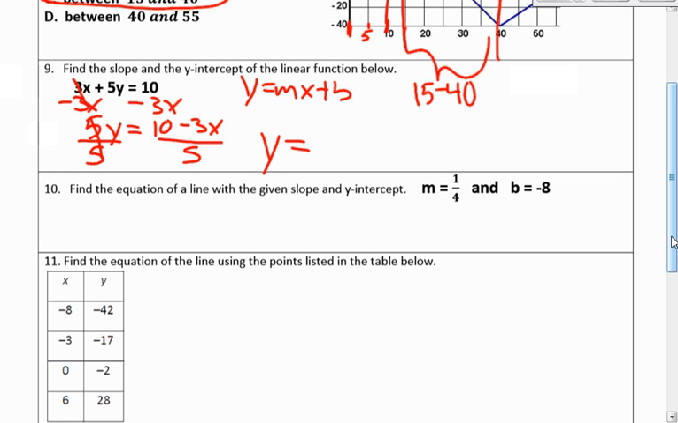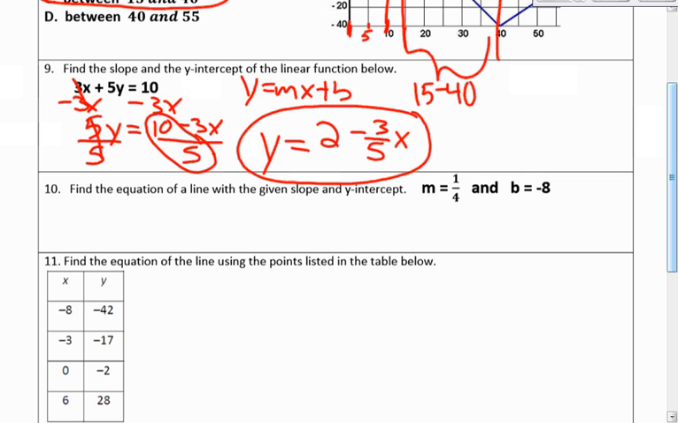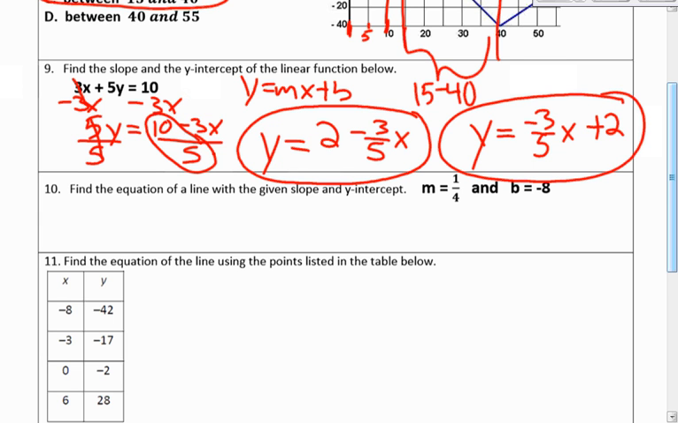So y equals 5 goes into 10. First I'm dividing this 2 times. And 5 doesn't go into negative 3 evenly, so I'm going to leave it as negative 3 over 5x. This should be your answer. If you did it in the other order, y equals negative 3 over 5x plus 2. Same answer, both ways are correct.